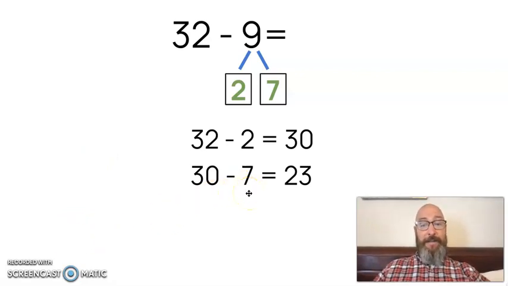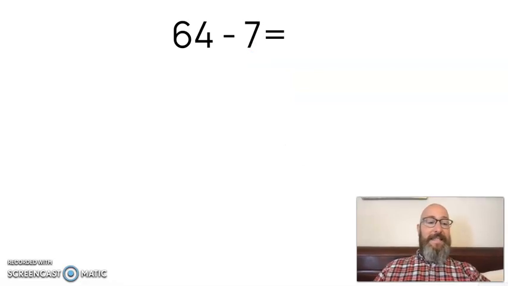Have I taken away the 7? Yes. Have I taken away the 2? Yes. So the answer is going to be right here, 23. Let's try another one. 64 minus 7. And this will be the last one we do together. So what am I going to look at in the 64 that tells me what to use to break apart the 7?